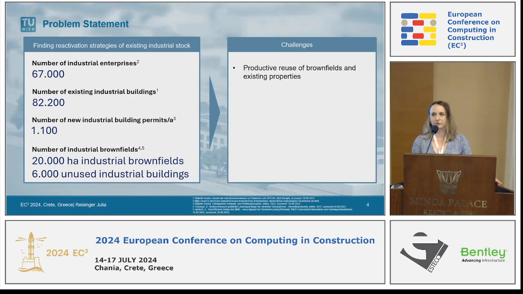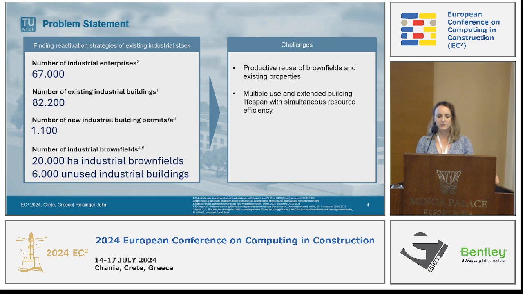So what are the challenges? We really need to find strategies for this productive reuse of brownfields and existing properties, which is quite difficult because most of the industrial building stock maybe doesn't fit the production needs, or it's already outdated. We need to find strategies with multiple use within one building, which is very flexible, and extended building lifespans, but also simultaneously improving the resource efficiency of the buildings.